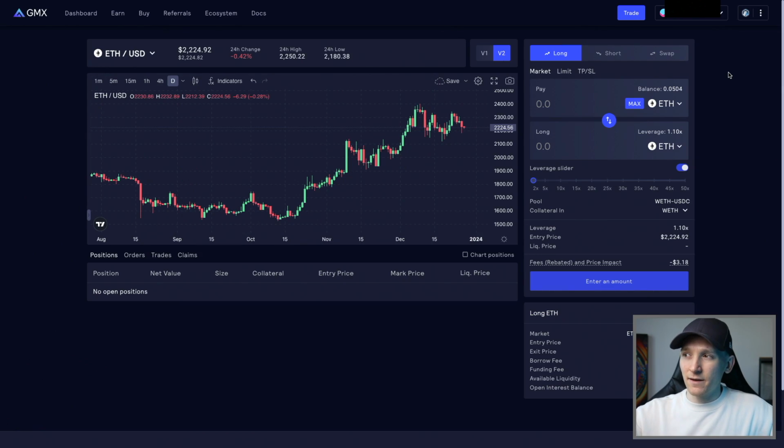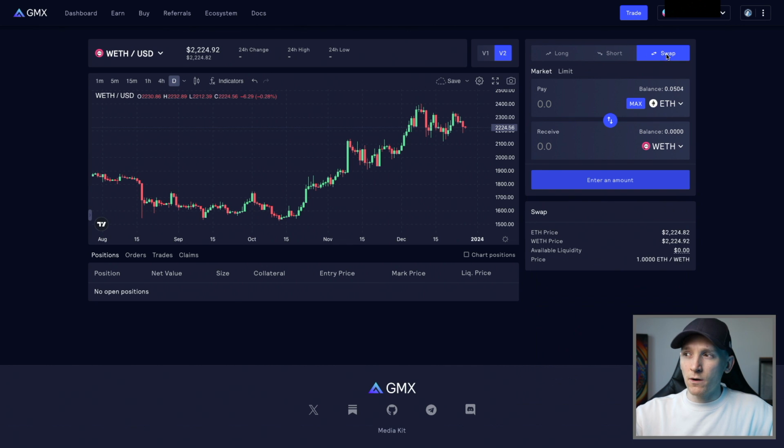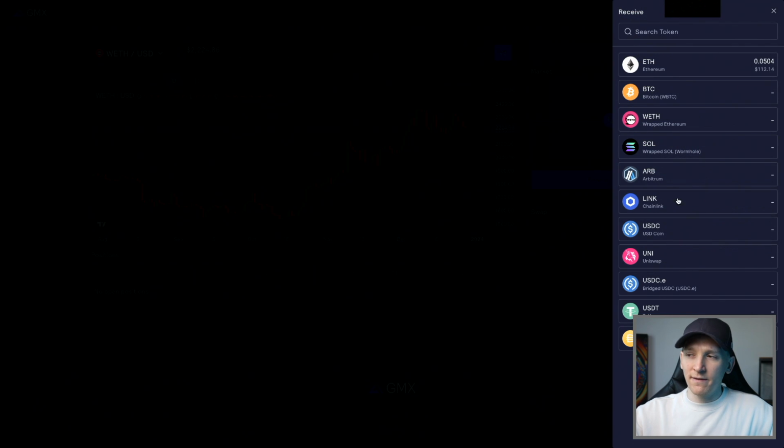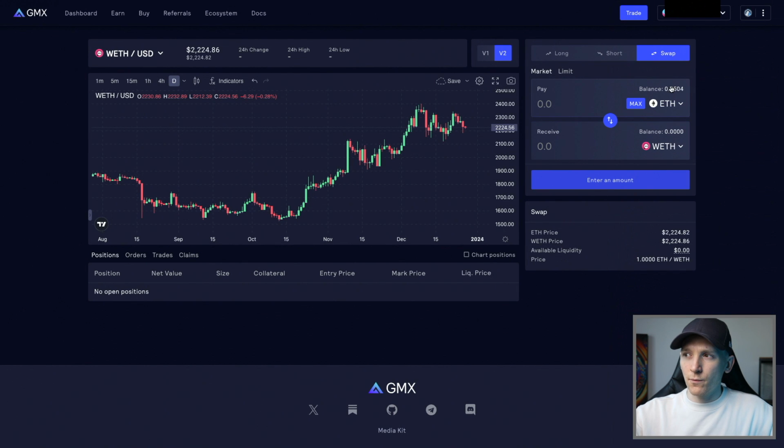Let's open a position on GMX then. I'll show you a long position as an example. There is a swap feature as well. If you want to swap one asset for another, you can do that within the app pretty easily. And the fees are quite low here as well, but it's just a normal swap between the assets.